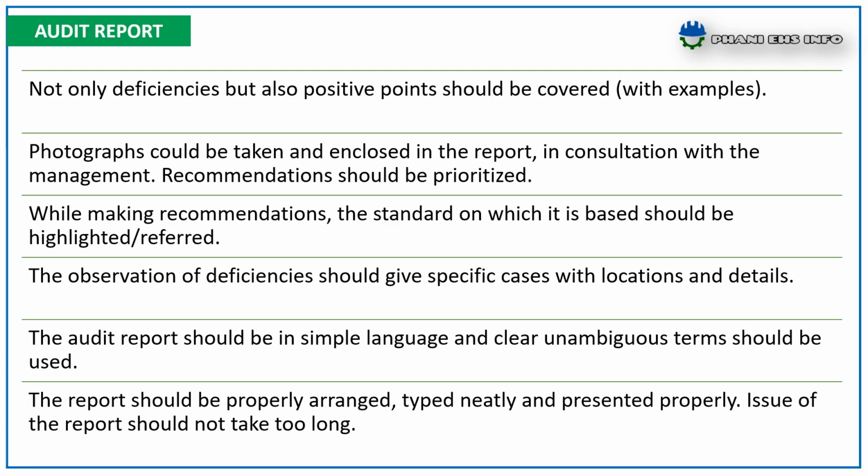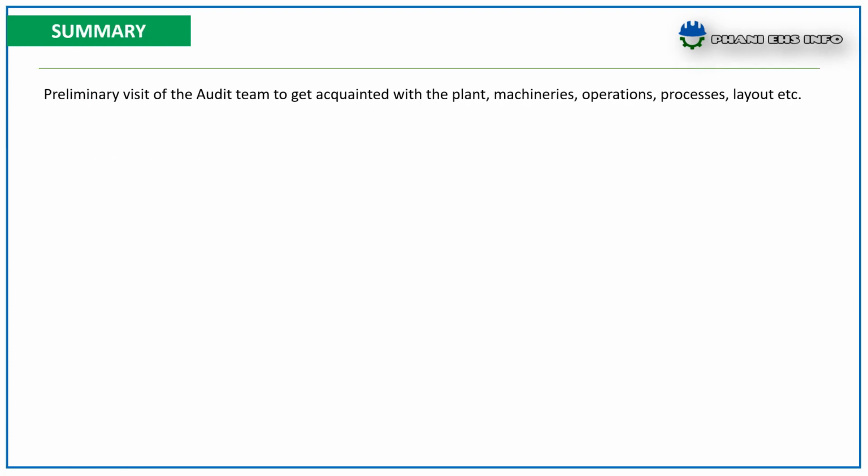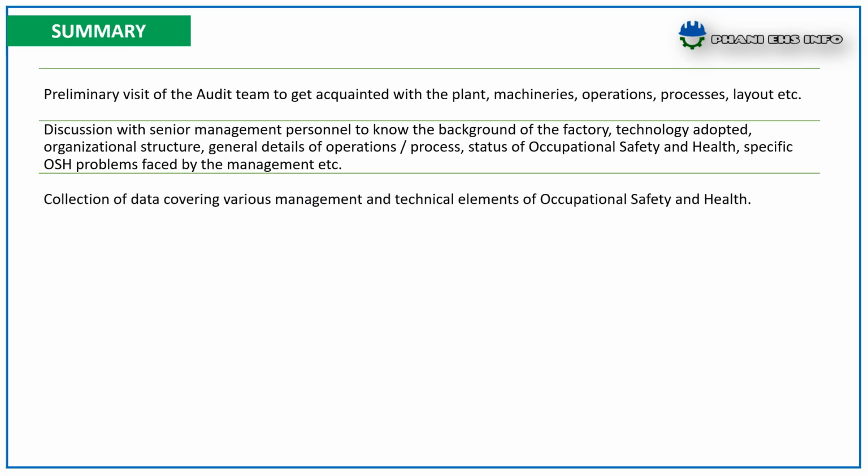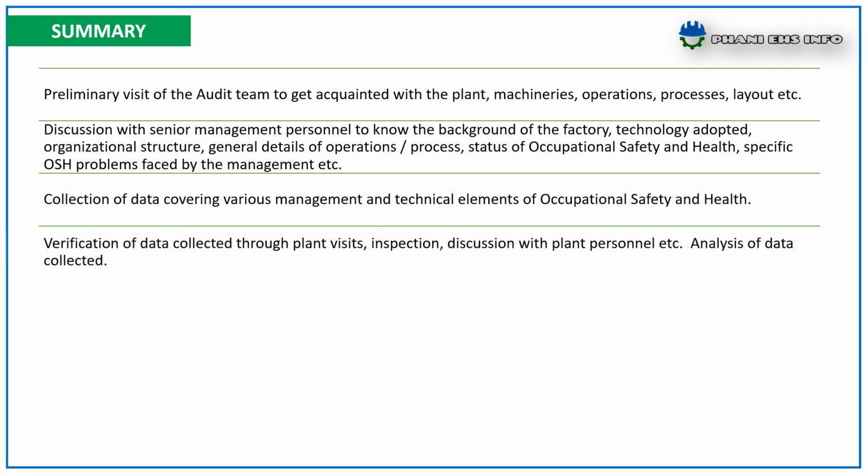Let me summarize. The preliminary visit of the audit team to get acquainted with the plant, machinery, processes, layouts, etc. Discussion with senior management personnel to know the background of the factory, technology adopted, organization structure, general details of operational process, status of occupational safety and health, specific EHS problems faced by the management, etc. Collecting the data covering various management and technical elements of the occupational safety and health, verification of data collected through plant visits, inspections, discussions with the plant personnel, etc.